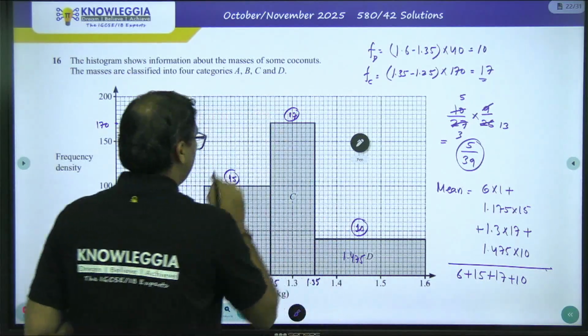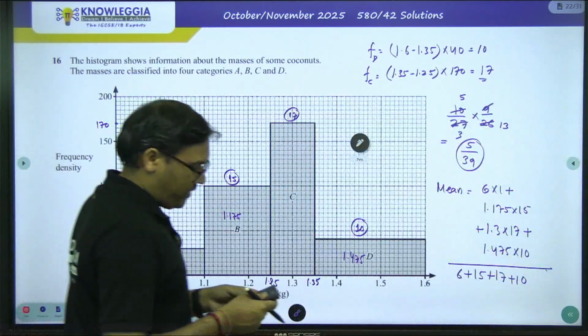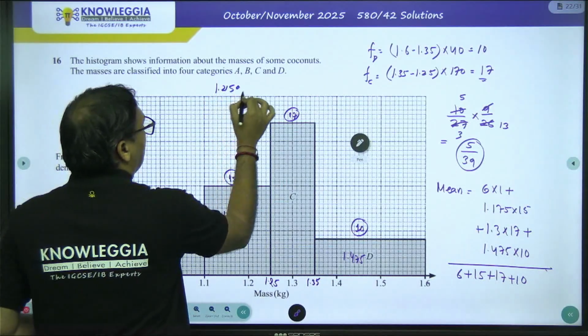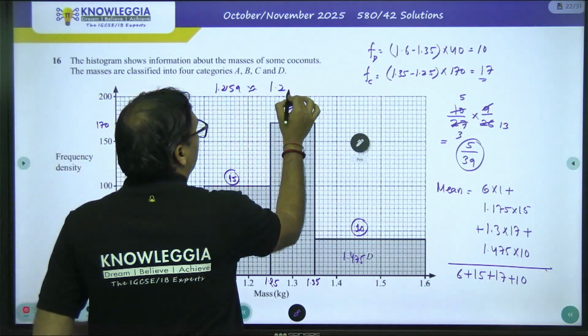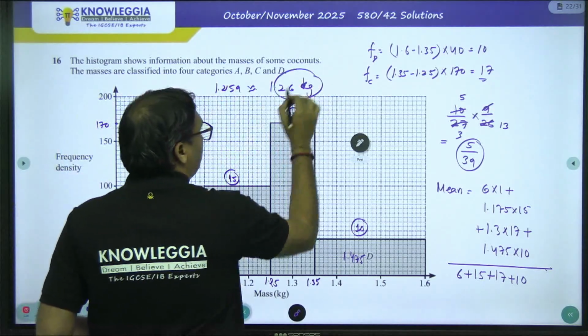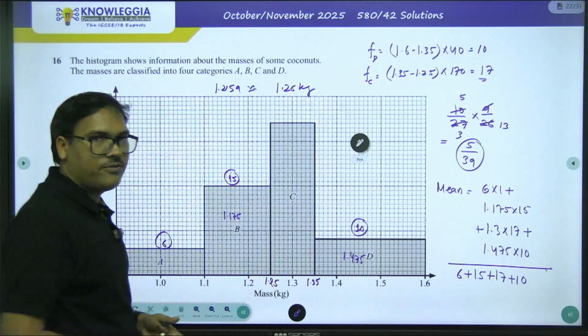That is, what is the mean? 1.25. So let's see the answer, which is correct. 1.259 basically, so this is 1.259, or you can say this is 1.26. And what is this? Kg. That is the mean mass, 1.26 kg. I hope this is clear.